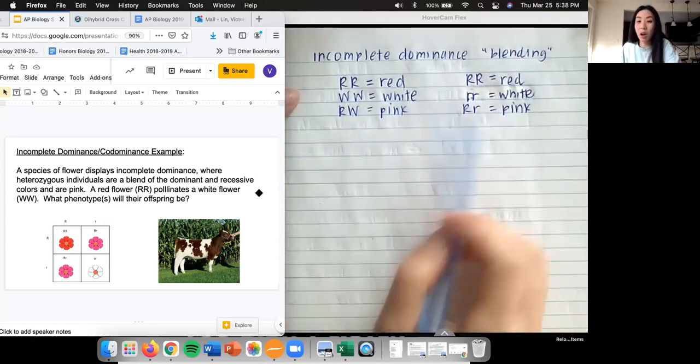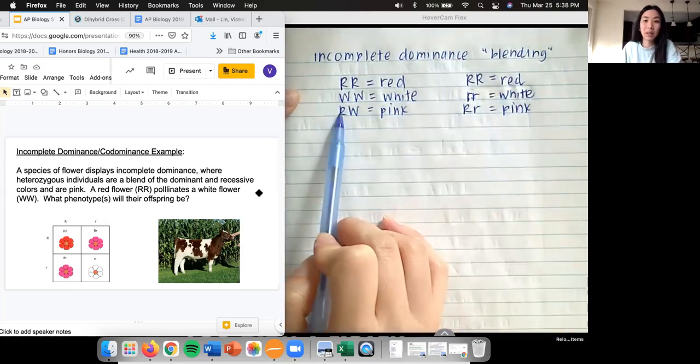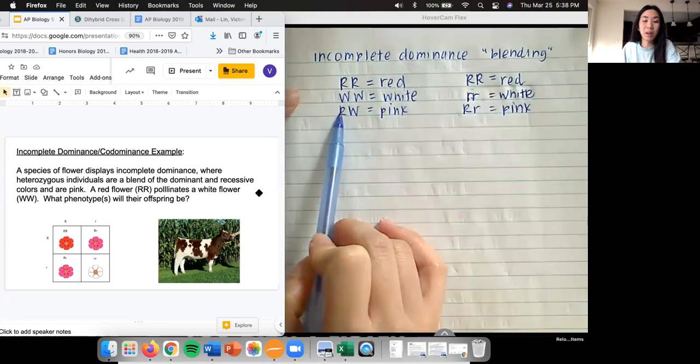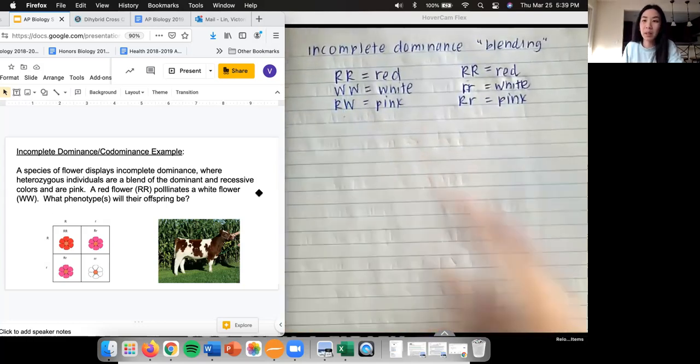So if we were using our familiar notation, it would be like this. This is more accurate though, because with red and white, one of them is not stronger or dominant than the other. So that's why they use different letters.